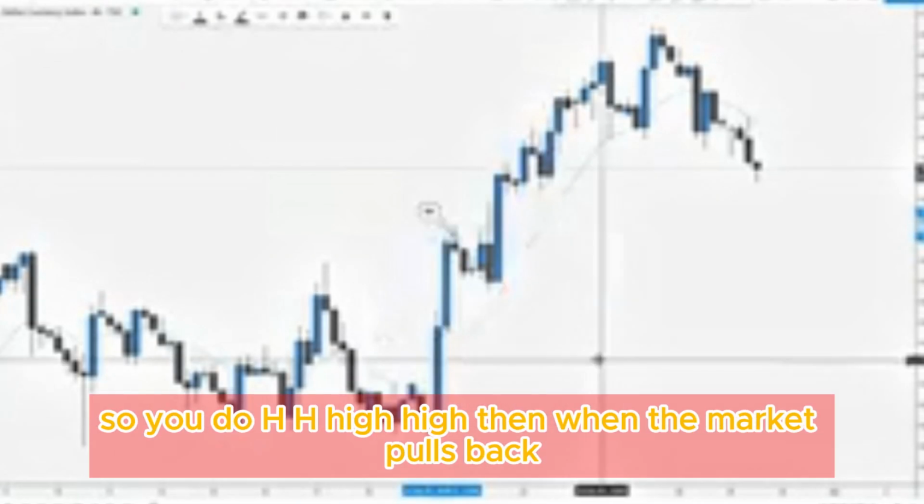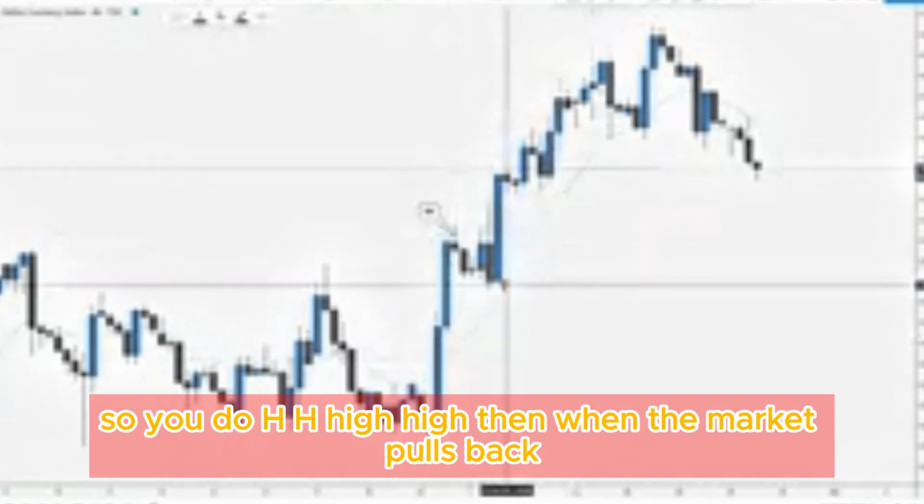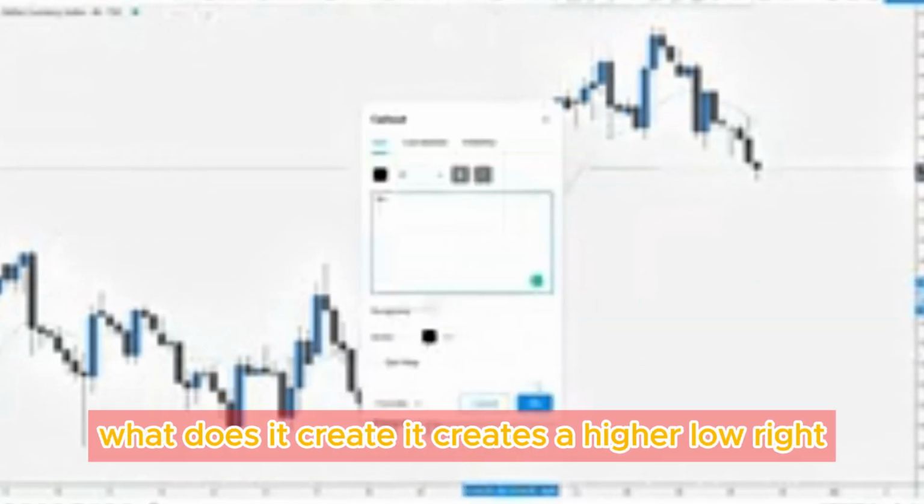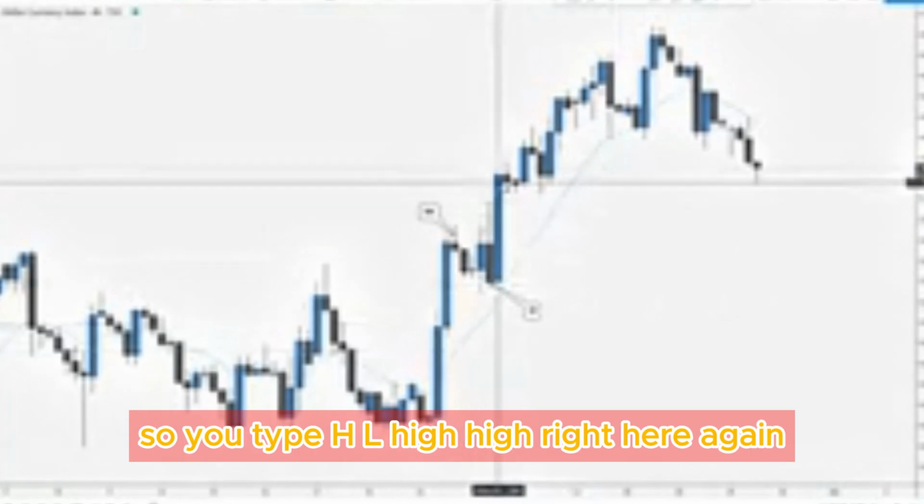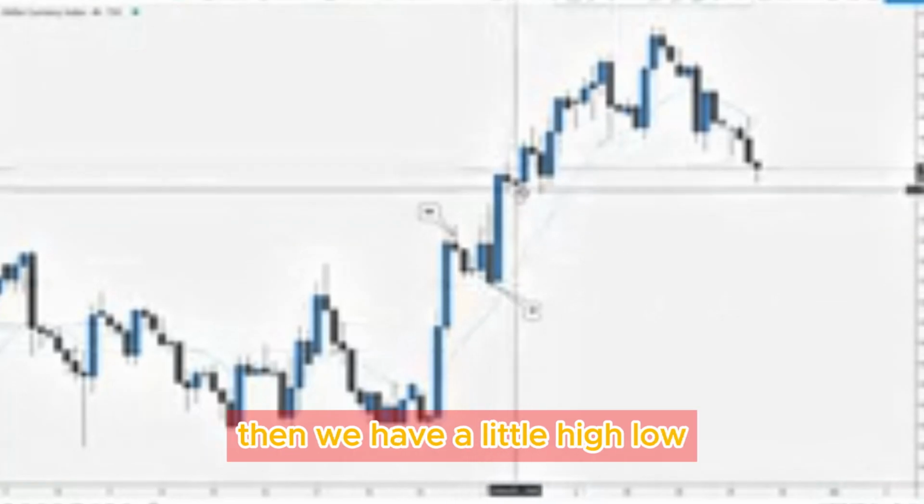So you do HH. Higher high. Then when the market pulls back, what does it create? It creates a higher low, right? So you type HL, higher low, right here again. And then we have a little higher low.